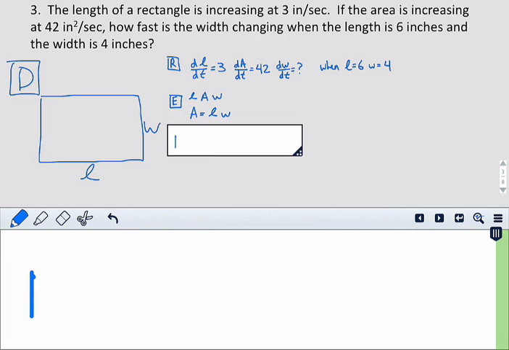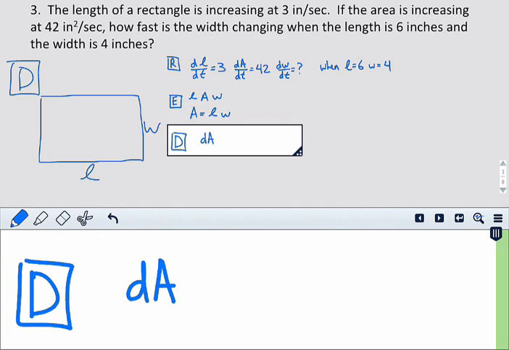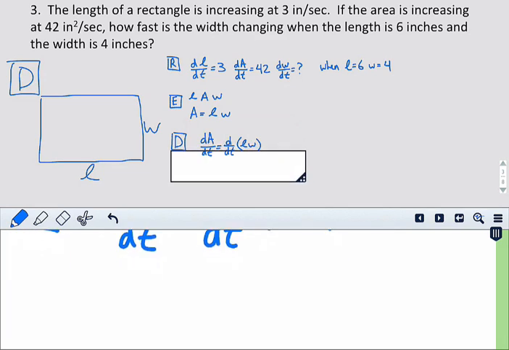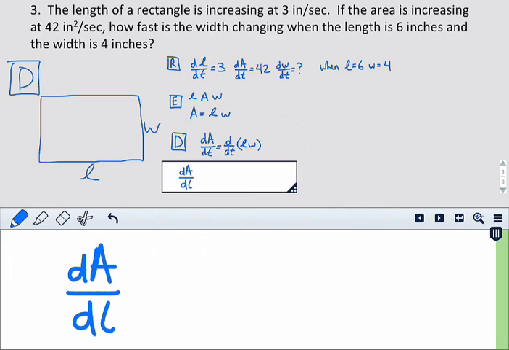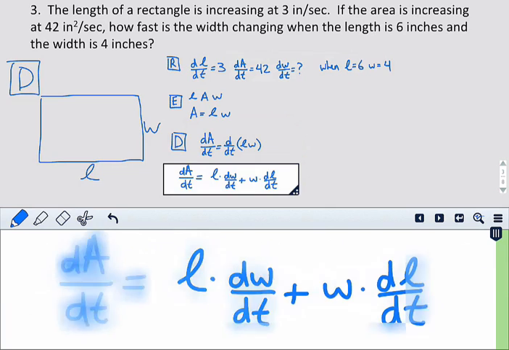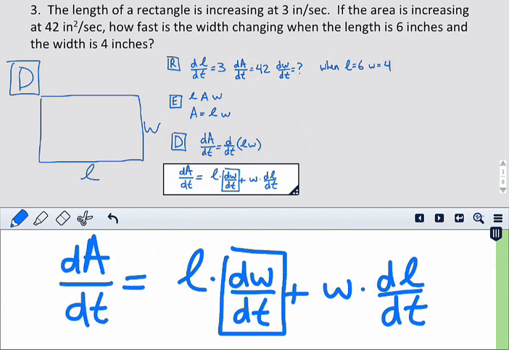So now we're going to go ahead and derive. And so we'll take the derivative of A with respect to t, and we're going to take the derivative then with respect to t of length times width. And you can see we're going to use the product rule there. So dA over dt will equal 1d2, so L times dW over dt, plus 2d1, so W times dL over dt. Now notice in this case, we're looking for dW over dt. So we can go ahead and substitute everything in and then solve for this at the end.